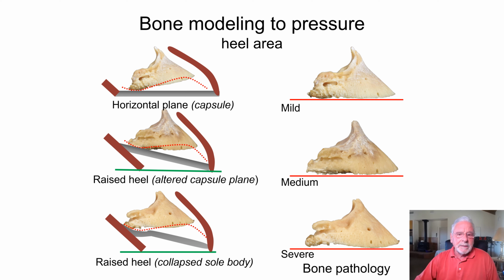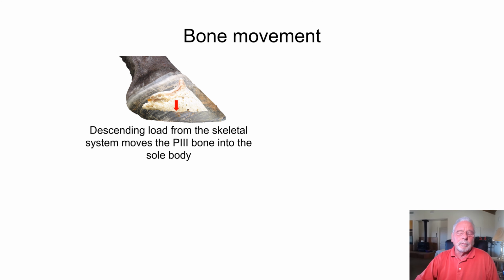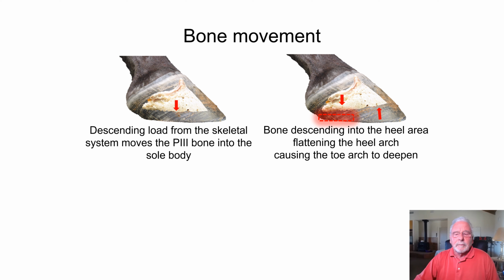So in other words, raising the heel in both scenarios can be detrimental to internal structures. And then bone movement, we have descending load of the skeletal system, which is moving the P3 bone into the sole body. You notice that the plane of the P3 bone is different on this. The plane of the P3 bone on a hind foot is more horizontally planed or negative planed, and they have a longer, straighter toe. That's because of stance, how the horse is standing on its foot.